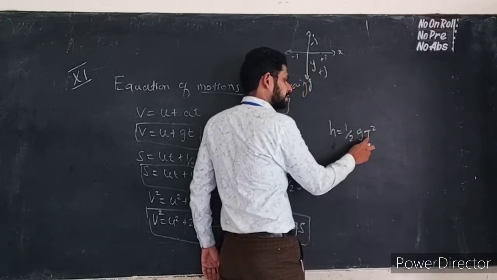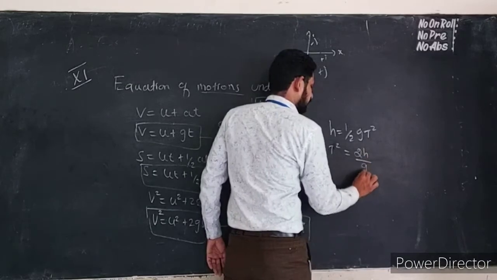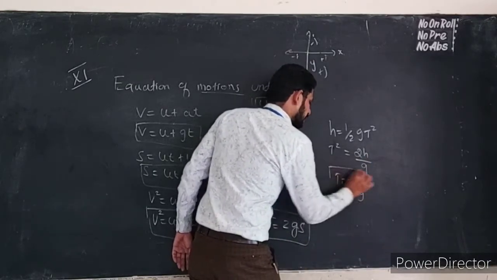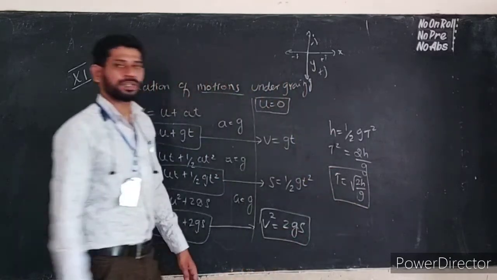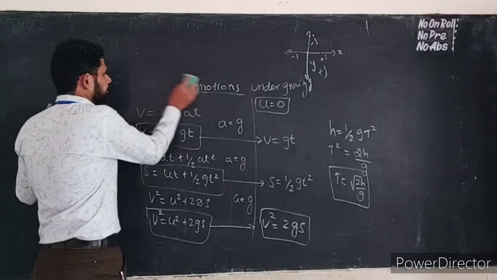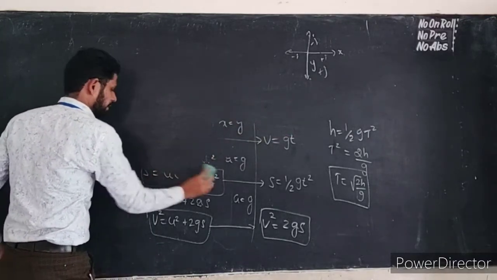Now we have to find the time period. So t square will be equal to 2h by g. Then t will be equal to root of 2h by g. This is the time taken by the particle to reach the ground. So this is the motion of a body falling from some height towards the earth under gravity. It is called free falling.